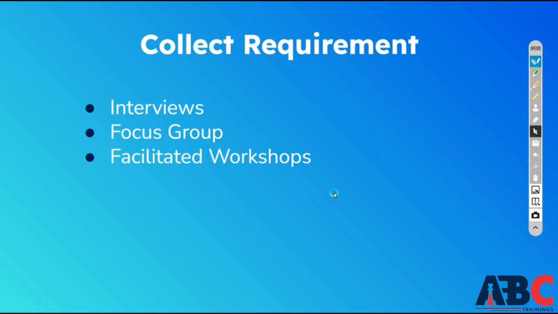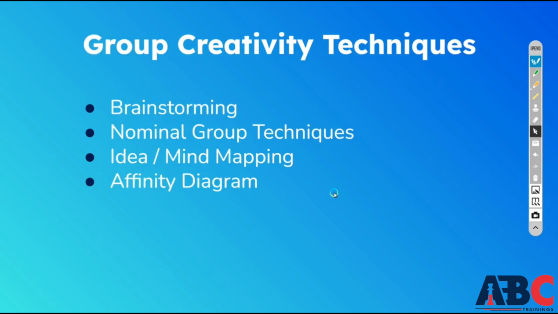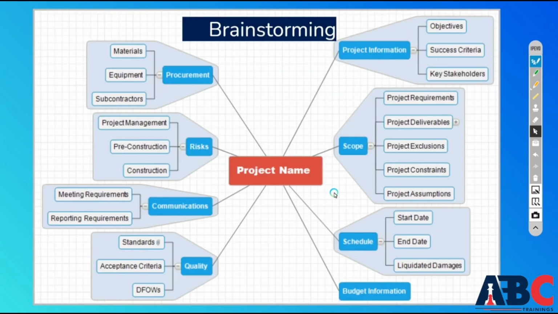For this, you have three methods. You can take interviews, or you can have focused discussion groups, or you can also arrange workshops. Okay, there are also group creativity techniques for requirements. First is brainstorming, second is nominal group technique, third is idea or mind mapping, and the last is affinity diagram. After using these, you can have details of it. Then what exactly is brainstorming?